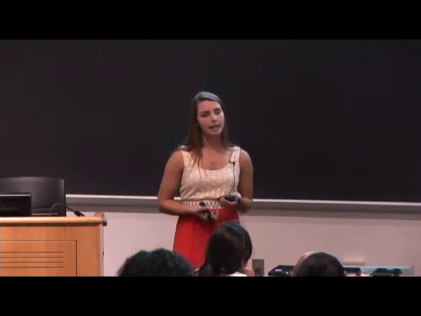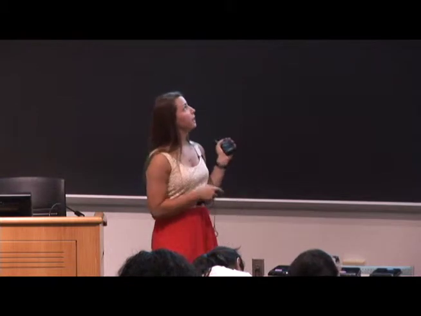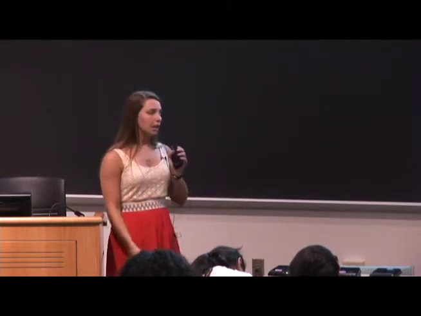So we have an activity planned for you guys to go through and actually get to do some of the design aspects of this. And you'll be actually designing a cassette. There's 6 parts of a cassette, and each part is really important. And this cassette is the actual sequence that you would have synthesized and then put it into your organism. And each piece is important for a different reason.